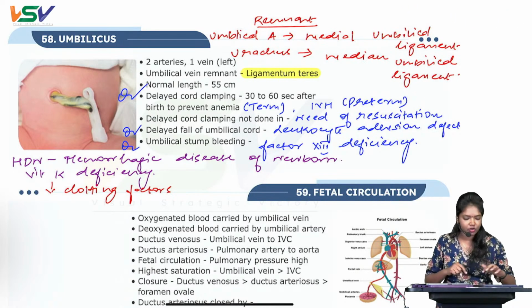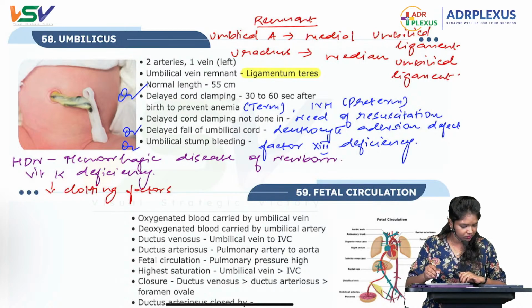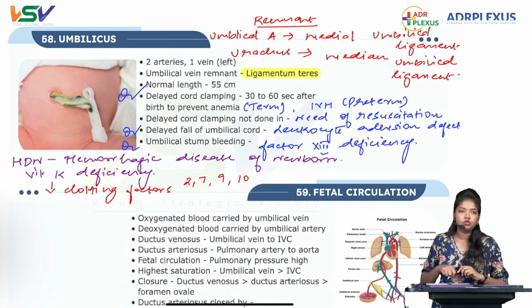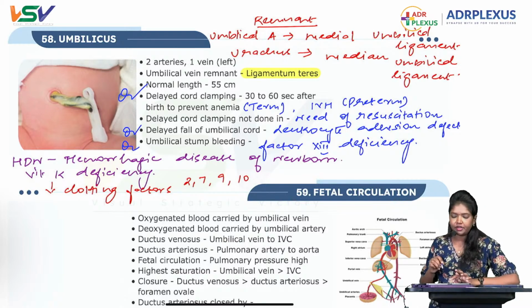What are the vitamin K dependent clotting factors? Another MCQ. Yes. 2, 7, 9 and 10. Okay. So 2, 7, 9 and 10 are vitamin K dependent clotting factors.